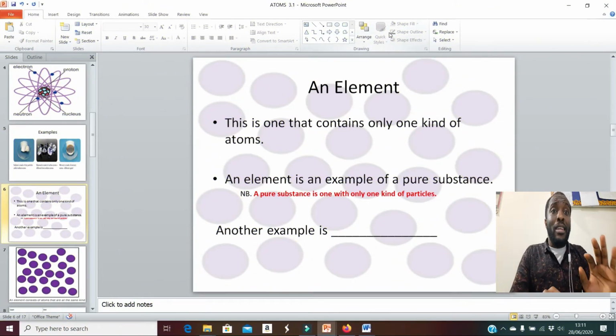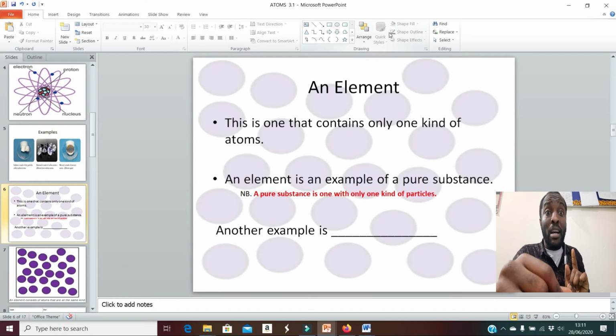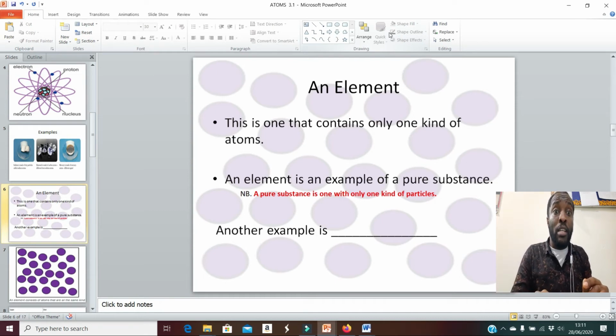An element is one with a single kind of atoms, and an element is an example of a pure substance. Remember, a pure substance is one which contains only one kind of particles. So you know other examples of a pure substance, which of course are compounds and so on and so forth.